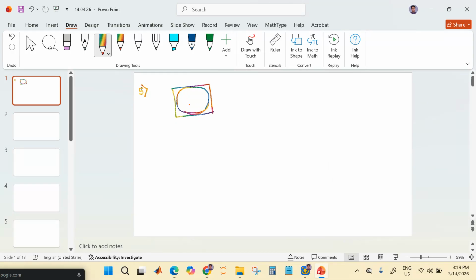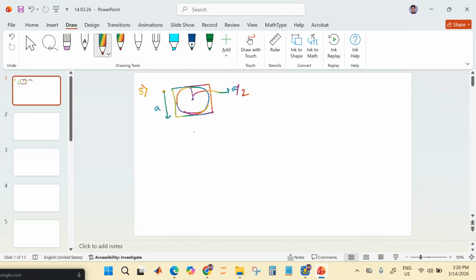And if the side is a, then tell me what is the radius of this inscribed circle. It is basically a by 2, right? It is basically a by 2. So what is the area of these two?